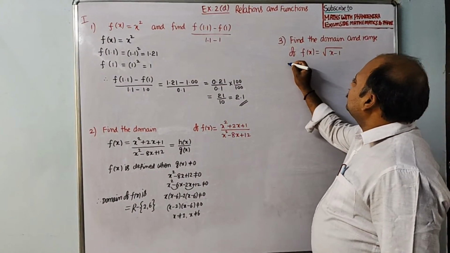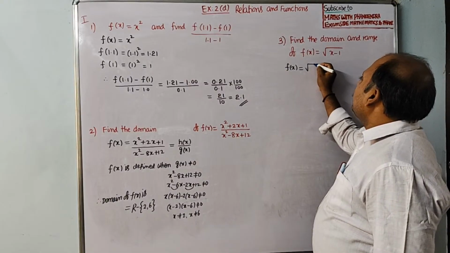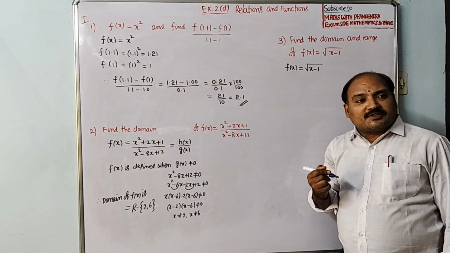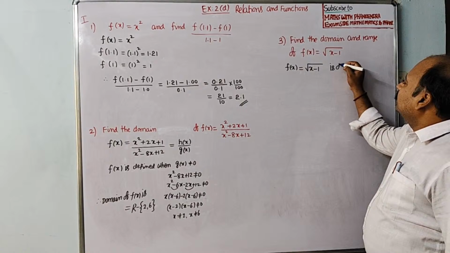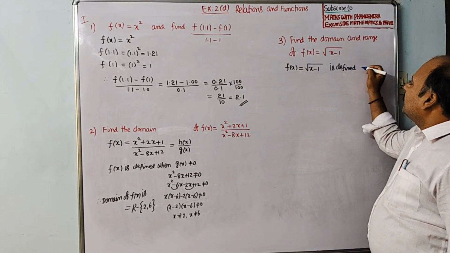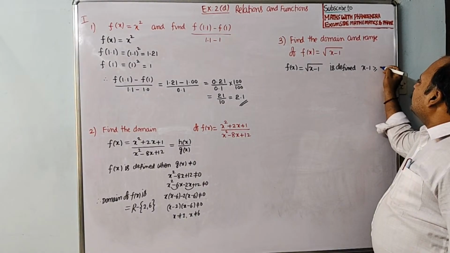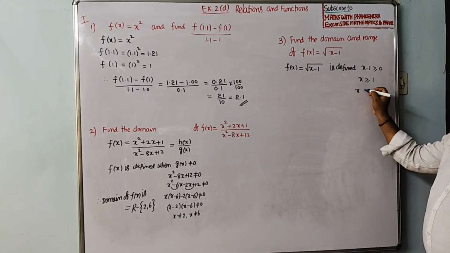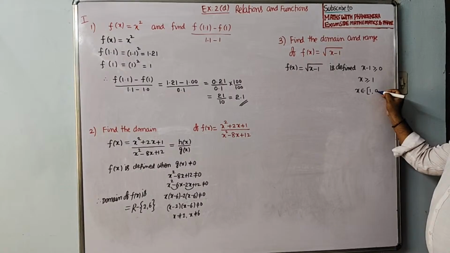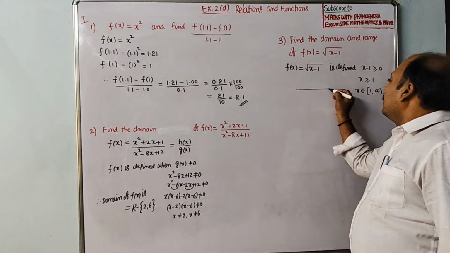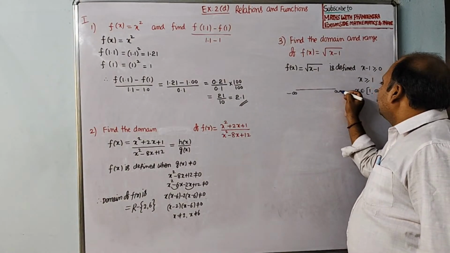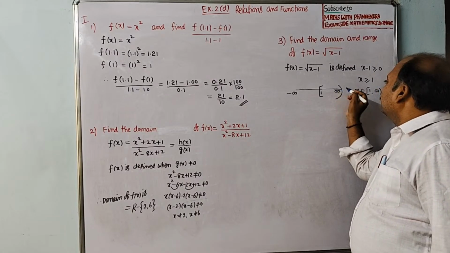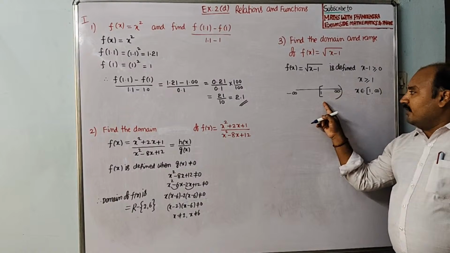So f of x is equal to root x minus 1. Whenever it is in the form of root g of x, f of x is defined when g of x is greater than or equal to 0. That means x minus 1 is greater than or equal to 0, so x is greater than or equal to 1. So x belongs to the closed interval 1 to infinity. On the real number line, from 1 to infinity, including 1.